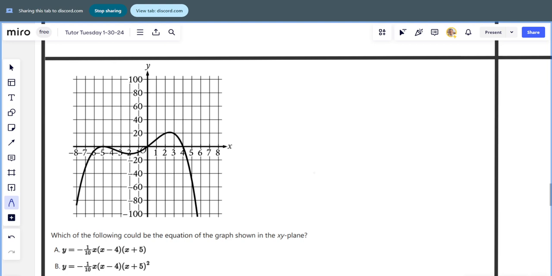Here we're given these three answer choices, and I see they all have a leading coefficient of -1/10, so we can't really rule anything out based on that. But we do have different roots here. It looks like we have a root with a multiplicity of 2, or what I like to call a double root, because you can see when it goes up to that axis, it approaches it, touches it, and bounces back.